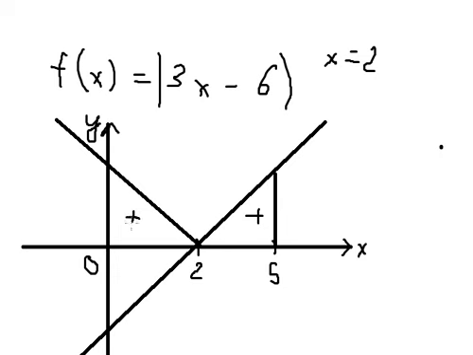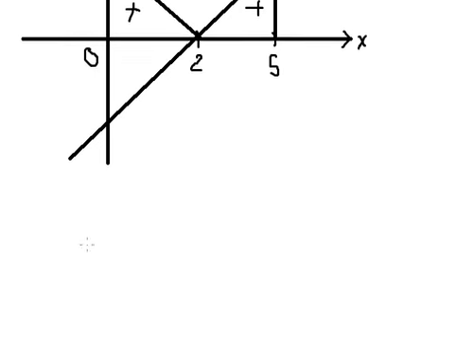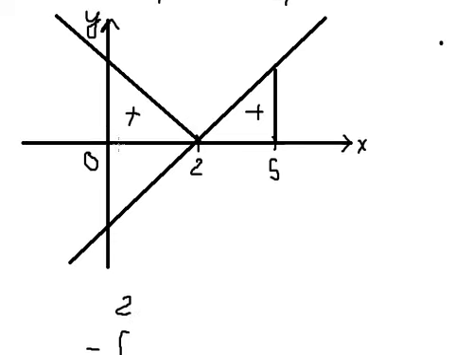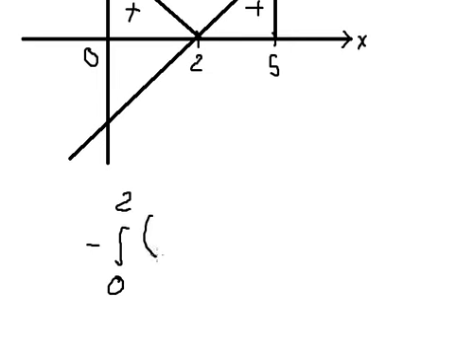So in this situation, if we want to create the positive area in here, we put the negative sign next to the integration from 0 to 2. That's it, from this location in here. And later, they will change the negative value into the positive value. And this is 3x minus 6.